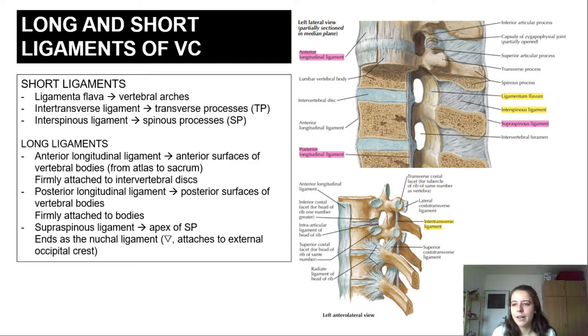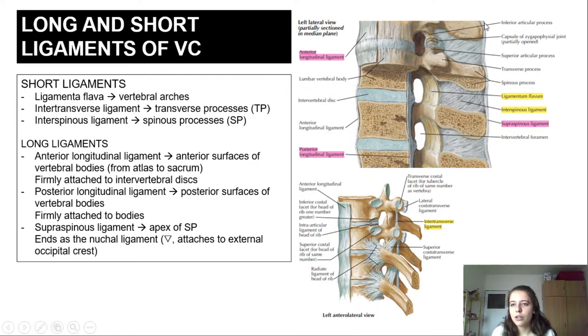So the short ligaments in yellow, you can see them. We have the ligamentum flavum, or ligamenta flava in plural, which join the vertebral arches. Then the intertransverse ligament, intertransverse processes. Interspinous, spinous processes. So the intertransverse ligament is going to join the transverse processes of the vertebral column, and the interspinous ligament is going to join the spinous processes.